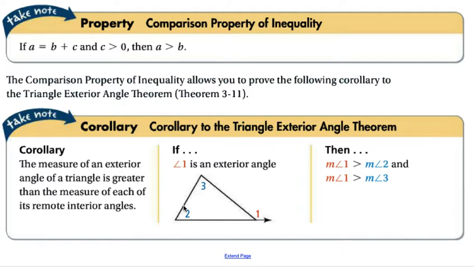So in this corollary, if angle 1 is an exterior angle, then we know that angle 1 is greater than angle 2, and we also know that angle 1 is greater than angle 3. Now don't misinterpret this corollary to say that angle 1 is greater than the sum of 2 and 3, because that's not true. It just says that angle 1 is bigger than angle 2, and angle 1 is bigger than angle 3. Either one individually, but not the sum. So be careful of that.